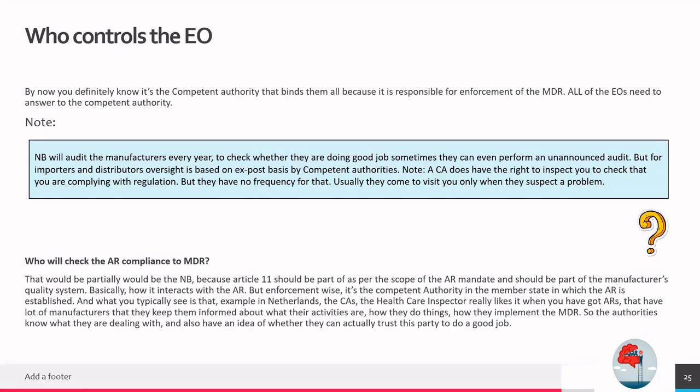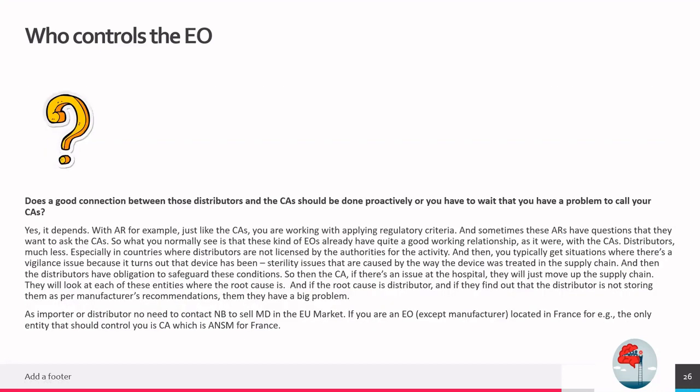Okay, so next we come to the question: should a good connection between distributors and competent authorities be established proactively, or do you have to wait until you have a problem to call a competent authority?